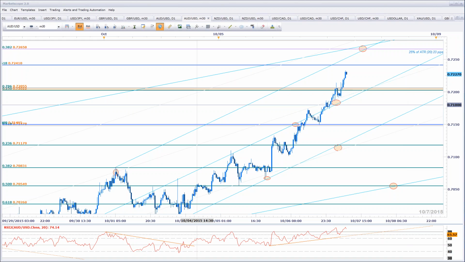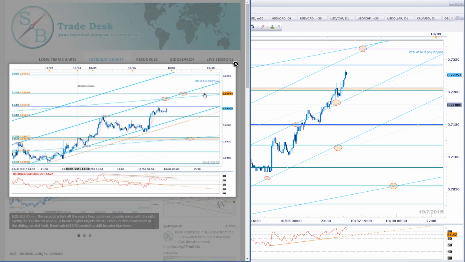All right, so that is Kiwi Dollar. I want to jump into the sterling yen. We went over the sterling. Here's what sterling yen looked like yesterday.